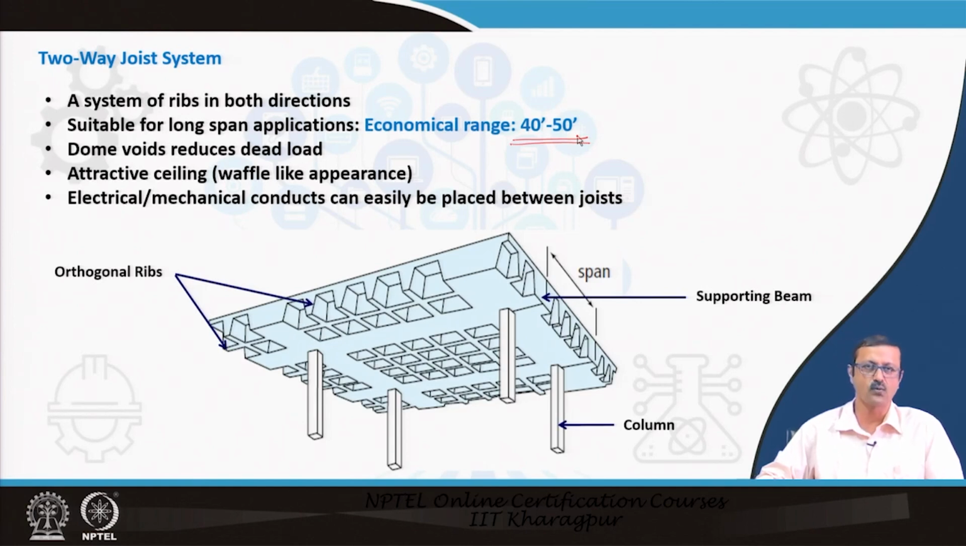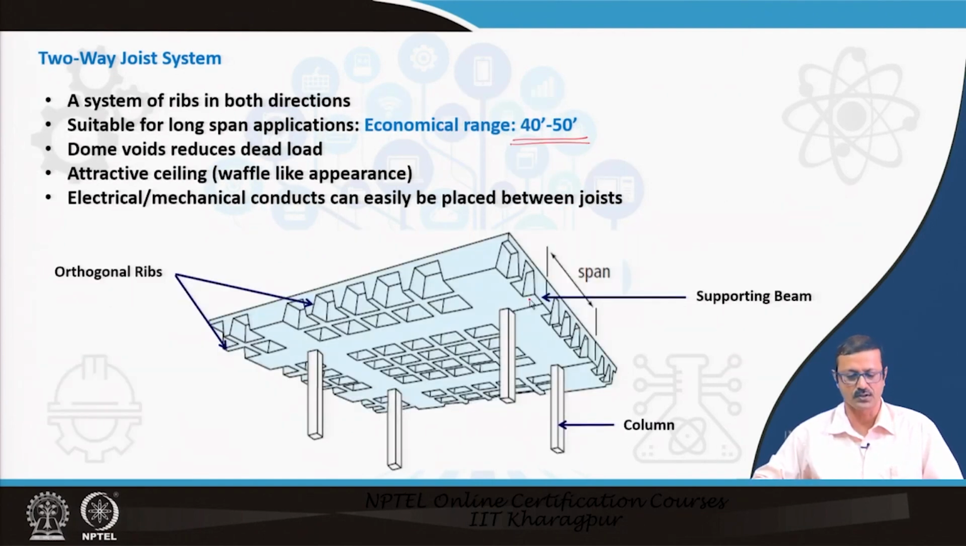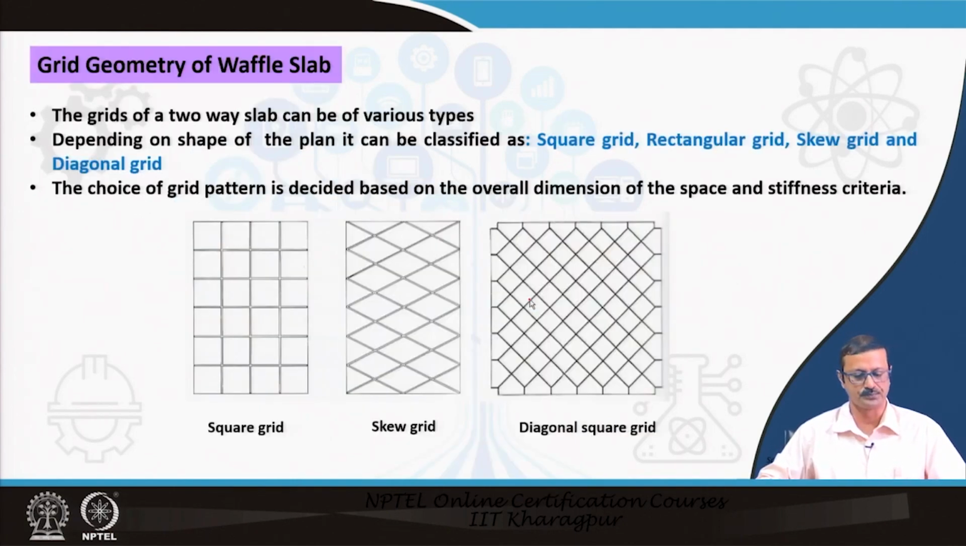In the case of the one way rib system, what we have seen over here, through these ribs we can pass some electrical or water or other kinds of conduits also. And here it is probably a bit difficult, but the electrical and mechanical conduits may be placed below and in between the joist systems also.